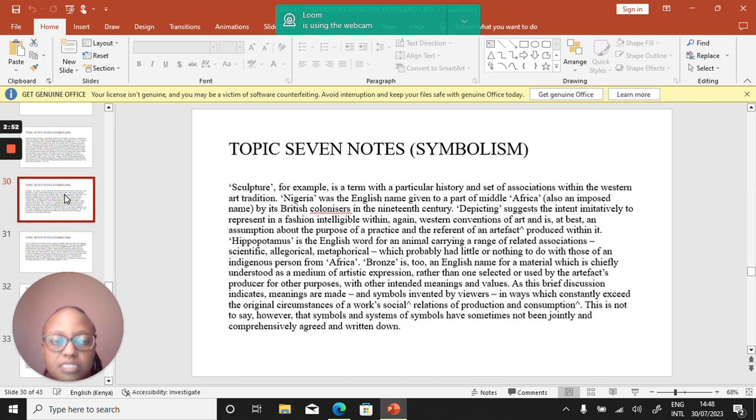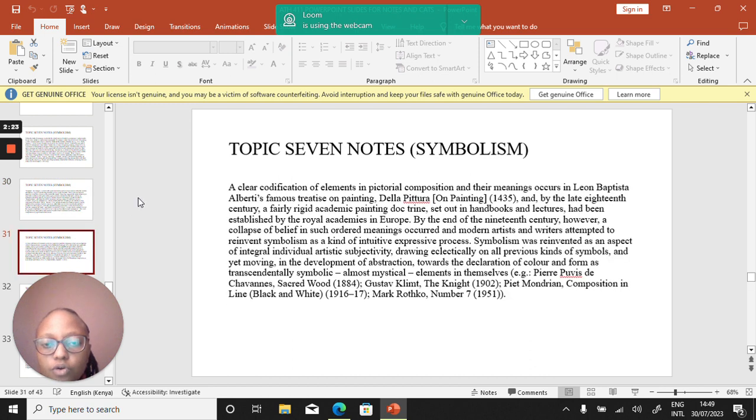As this brief discussion indicates, meanings are made and symbols invented by viewers in ways which constantly exceed the original circumstances of a work's social relations of production and consumption. This is not to say, however, that symbols and systems of symbols have sometimes not been jointly and comprehensively agreed and written down. For instance, a clear codification of elements in pictorial composition and their meanings occurs in Leon Battista Alberti's famous treatise on painting.